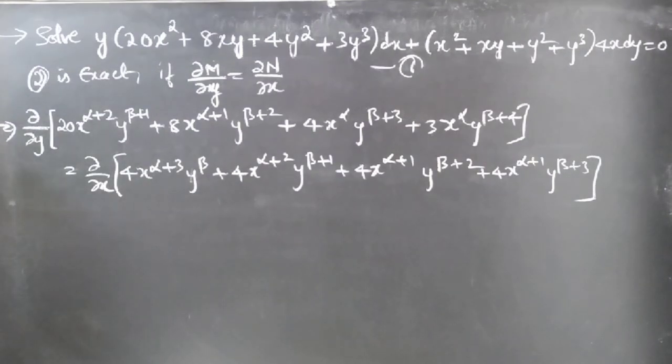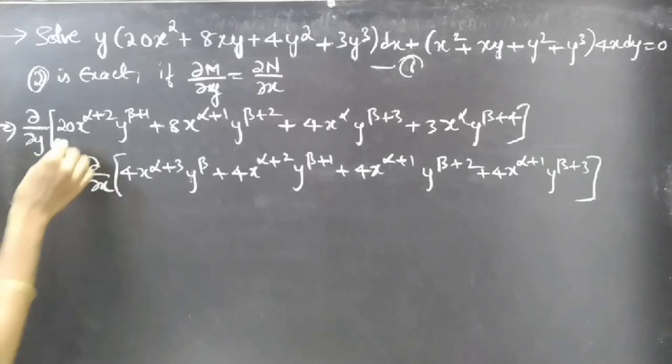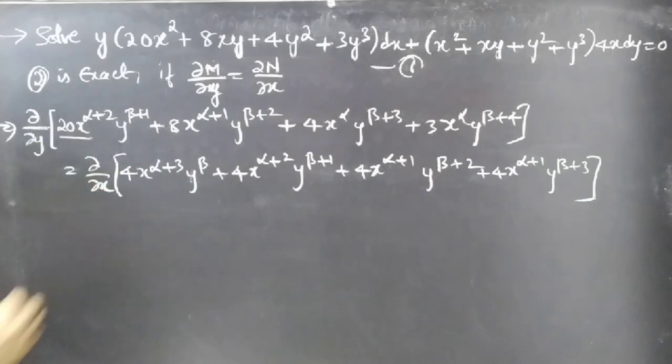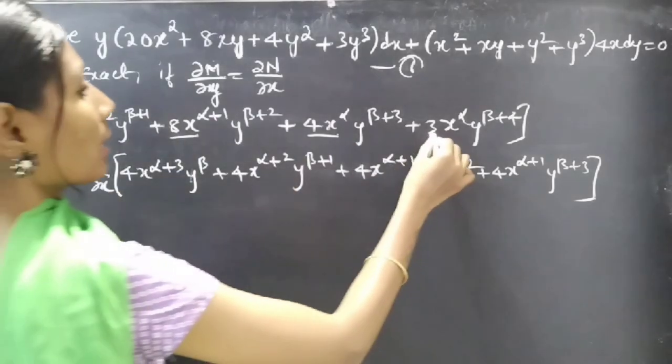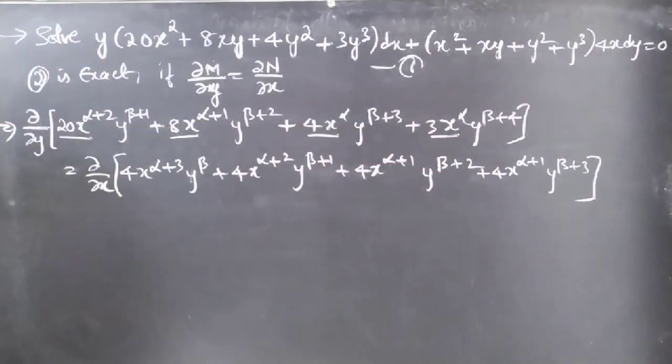So in the LHS part we need to partially differentiate the terms with respect to y. So we'll treat x as constant. In the first term 20x^(α+2) is constant. In the second term 8x^(α+1) is constant. In the third term 4x^α is constant. In the last term 3x^α is constant, right?